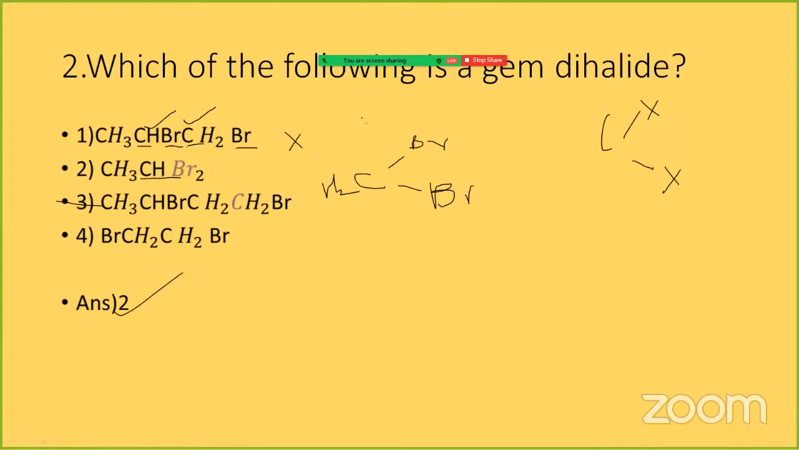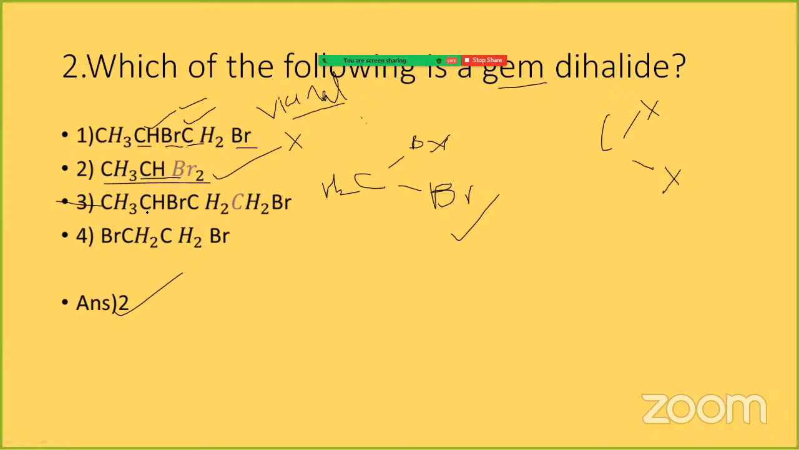Second one is our right answer. Why? Because on the same carbon, two halogens are present, so that is a gem dihalide. Gem dihalide means if on the same carbon two halogens are present. If on different carbons, as you can see in the first example, two halogens are present on adjacent carbons, those are known as vicinal dihalides. So our right answer will be the second one.